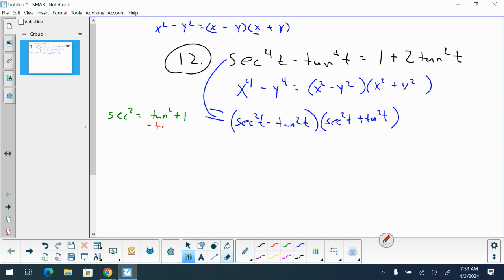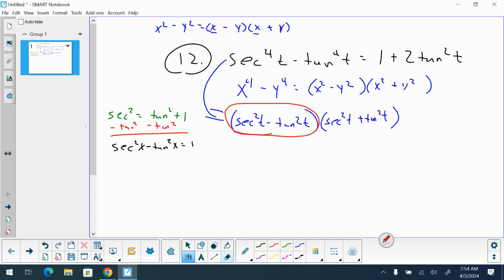If I subtract tangent squared from both sides, what you're left with is secant squared x minus tangent squared x is equal to 1. So you have secant squared minus tangent squared is equal to 1. Well, if we take a look at our factorings, we have a secant squared minus tangent squared.